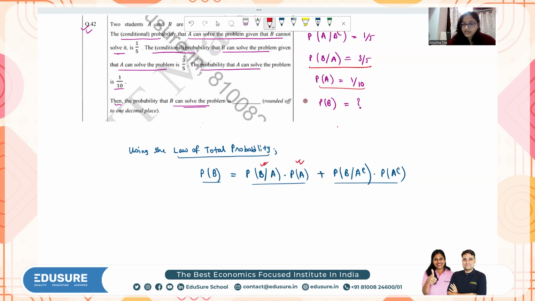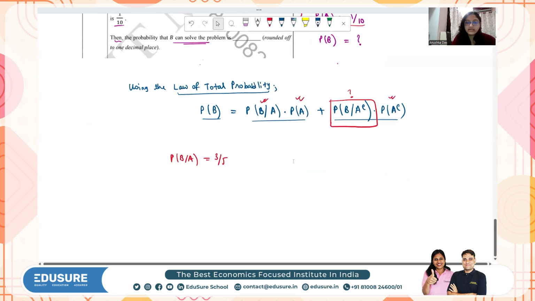Do we know probability B given A complement? We don't know. So we have here probability A given B complement. B given A complement is not known to us. So this is what we need to find out. And A complement is also known because this is simply 1 minus probability of A. So the only thing here is that you have to calculate this probability. Now, how do you calculate that? For that, you have to use the numerical values that are given to you. Probability B given A is given to you as 3/5, right?